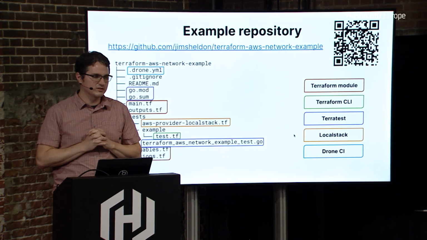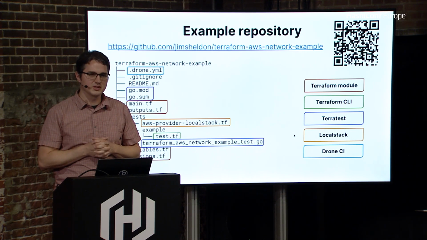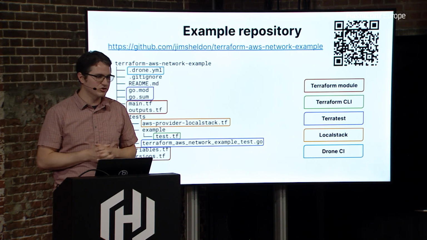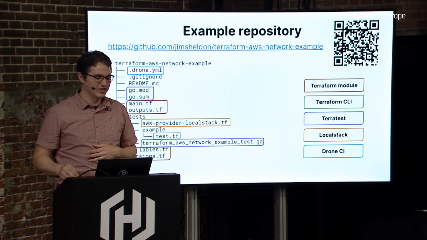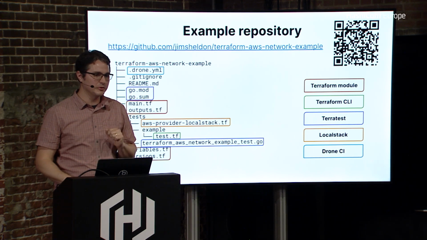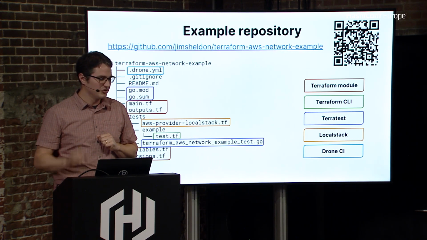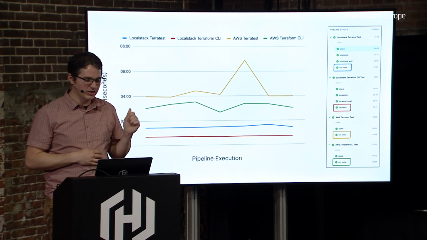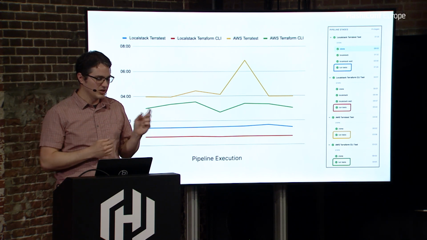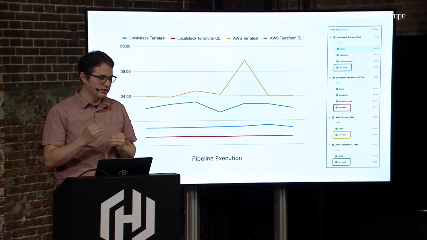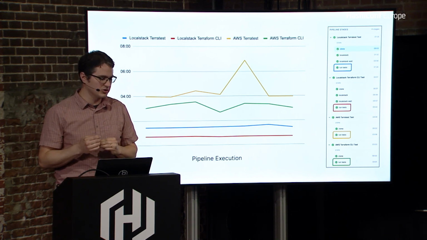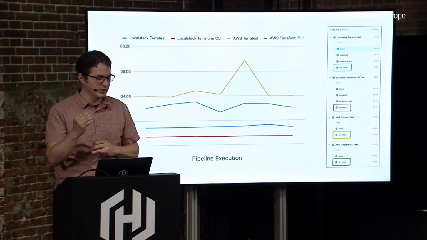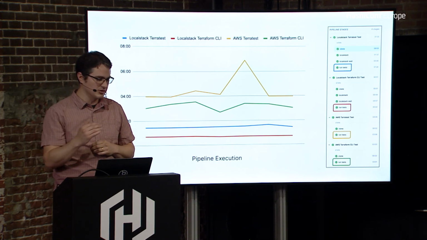So does anyone want to guess what happens when you run these same tests and you actually bring up real AWS infrastructure? Does anyone think it runs faster when you bring AWS infrastructure? No? You're right. It takes much longer. So I ran that test 7 times along with bringing up real AWS infrastructure in their own separate pipeline stages, and then graphed the results here.